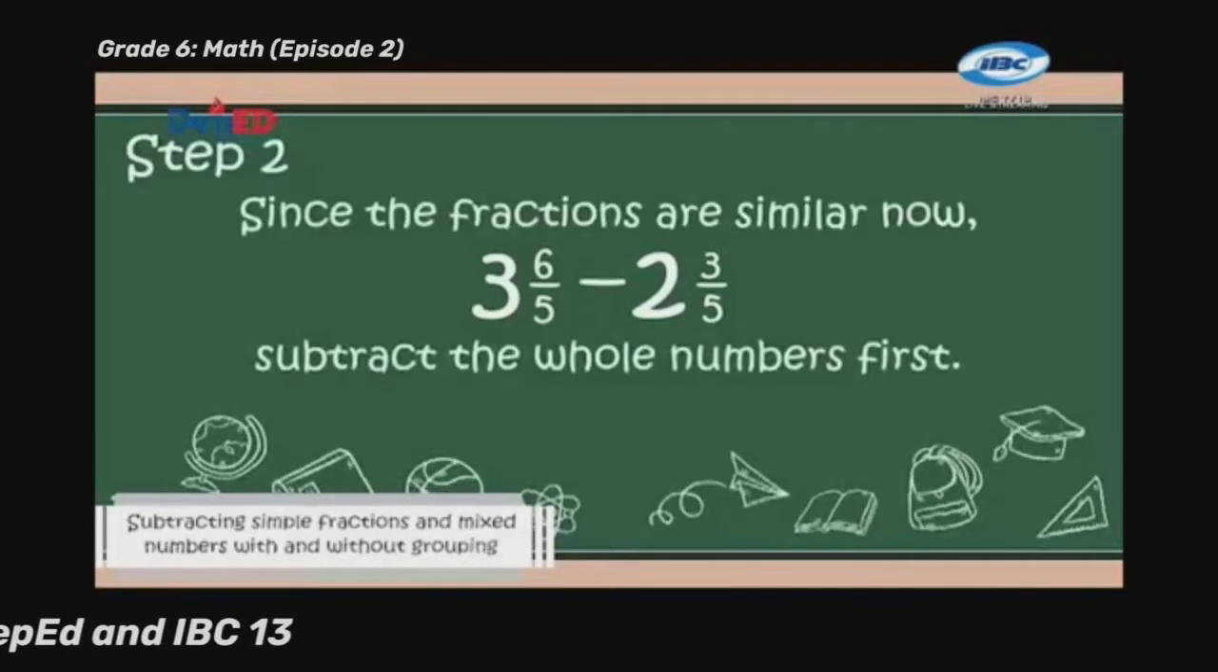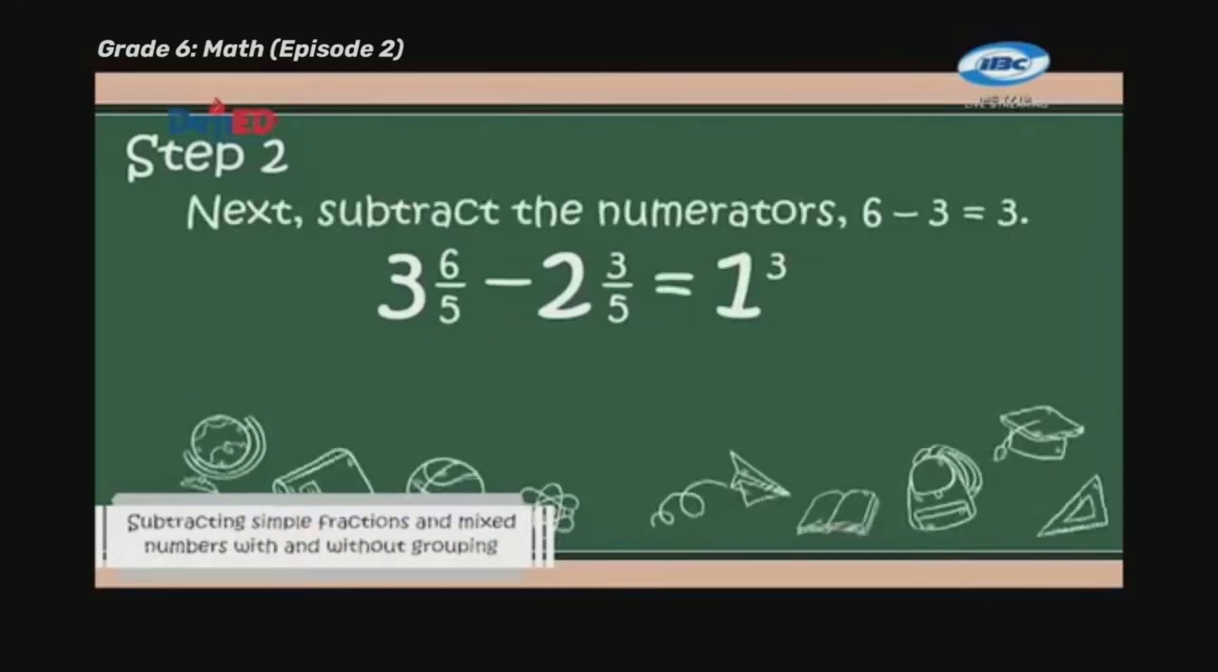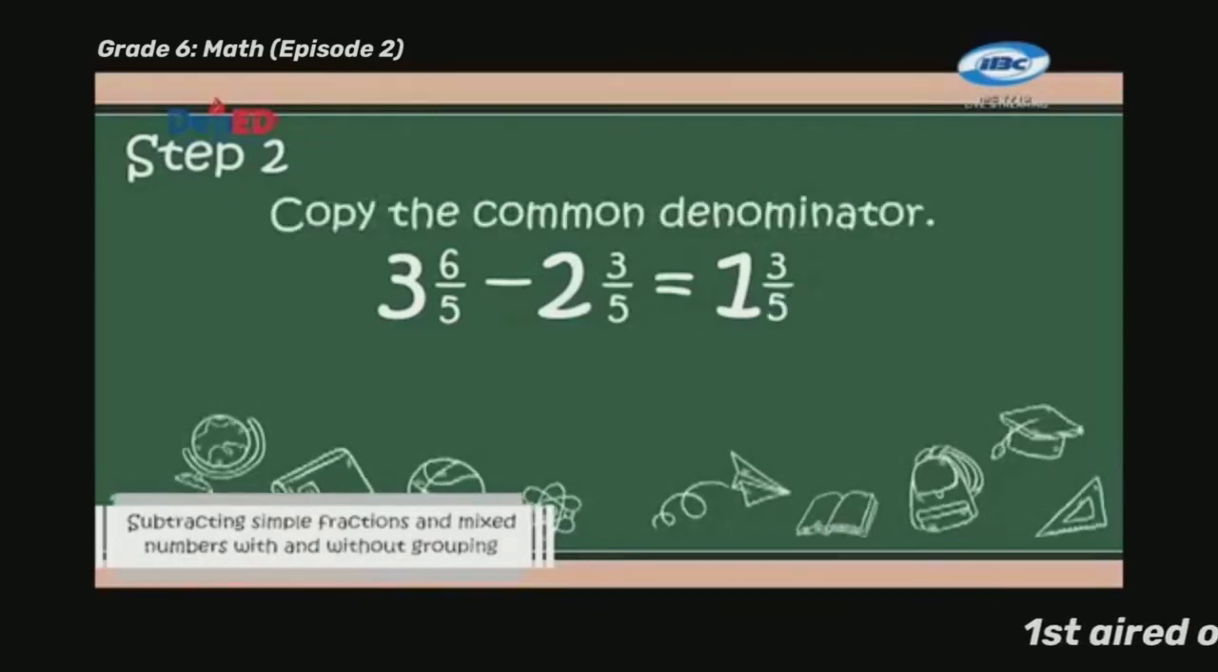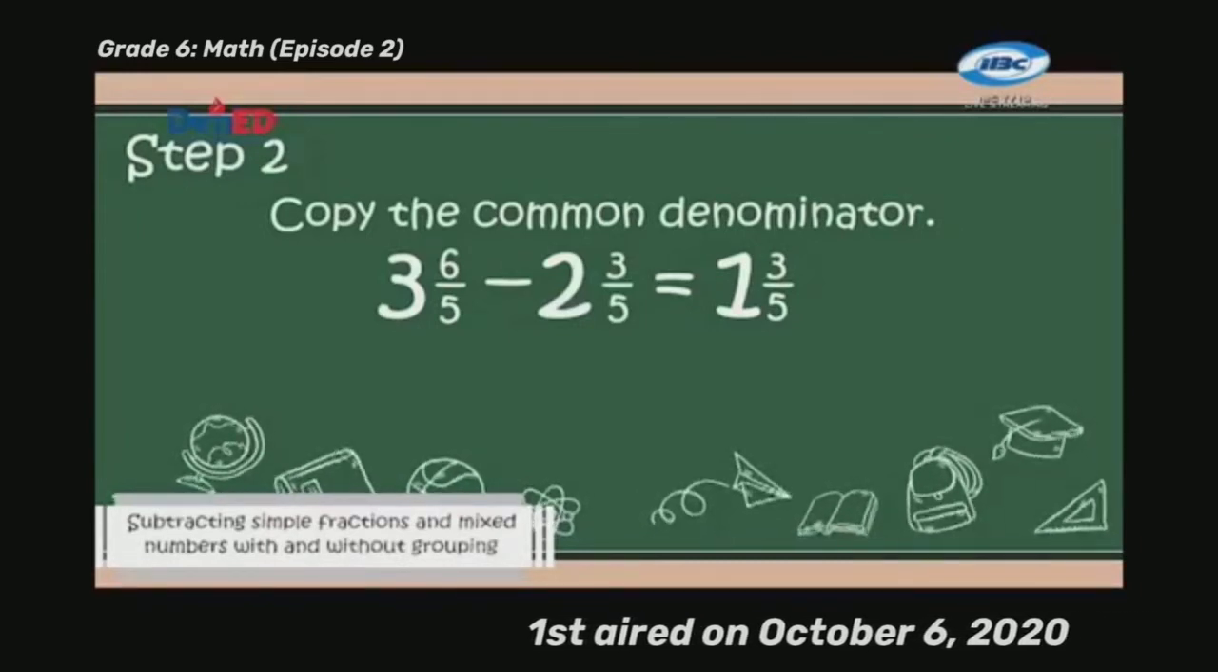Step 2. Since the given fractions are similar, subtract now the whole numbers. 3 minus 2 equals 1. Next, subtract the numerators. 6 minus 3 equals 3. Then, copy the common denominator. Our answer is 1 and 3/5.